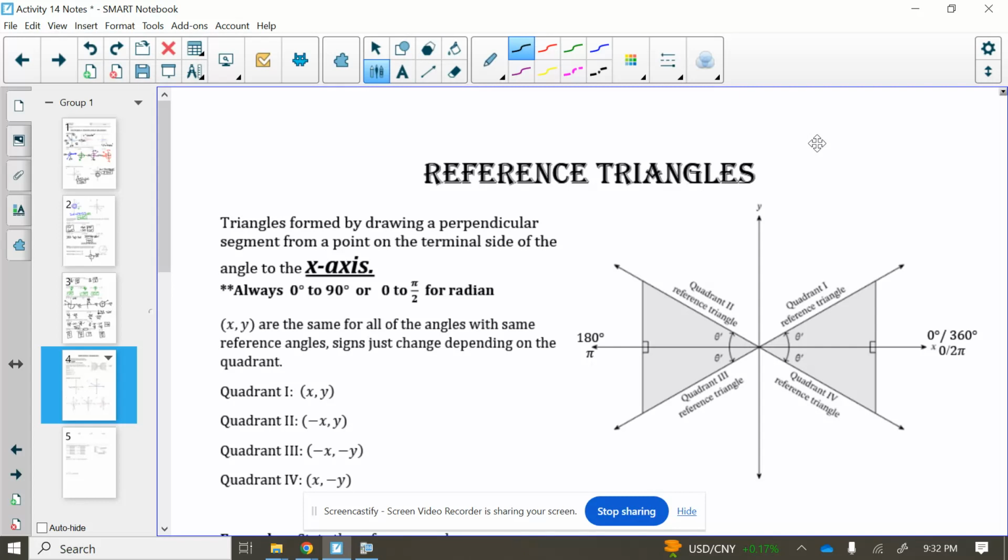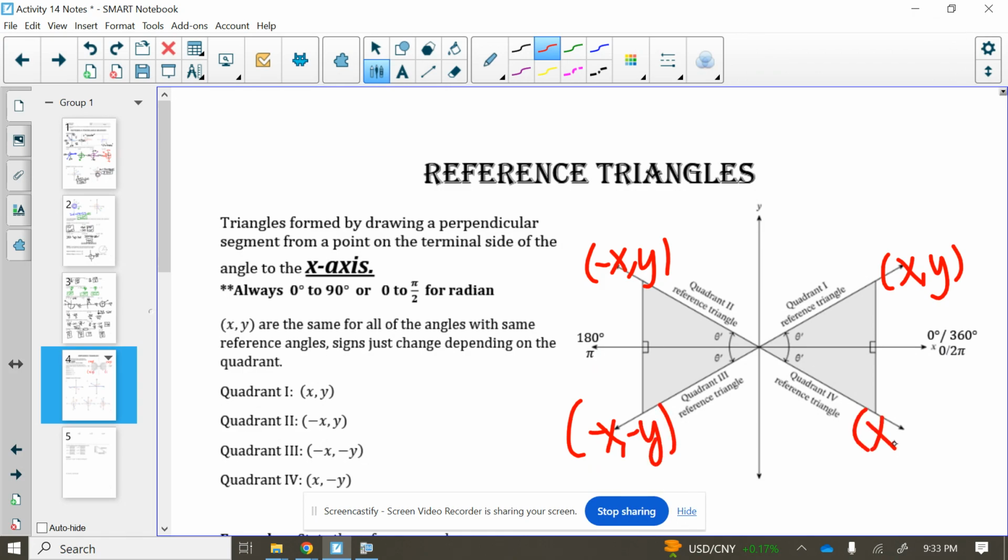To talk about reference triangles. Our reference triangles are always with respect to the x-axis, and essentially we are always thinking about how far we are from the x-axis each time. And the thing is, with these reference triangles, any angle measure that has that same reference angle from quadrants 1, 2, 3, or 4 will all have the same x comma y value, just depending on whatever quadrant you are in will dictate if those values are positive or negative, due to the fact, think about location. Are you moving to the right and up, or are you moving to the right and down? So again, each of those will depend on the quadrant you are in.